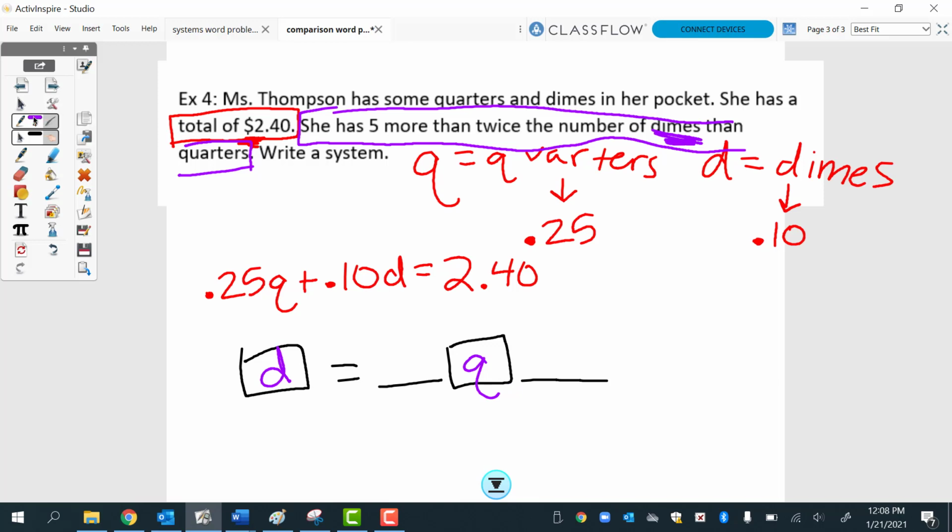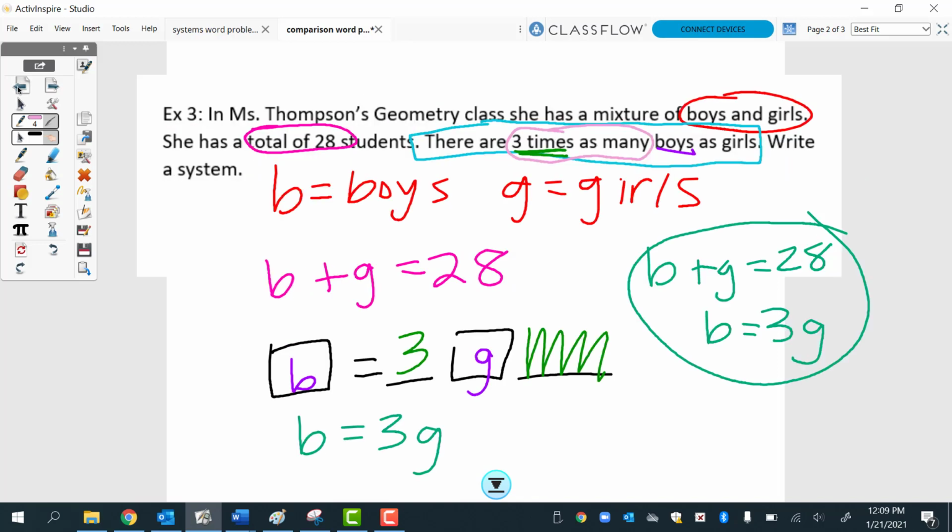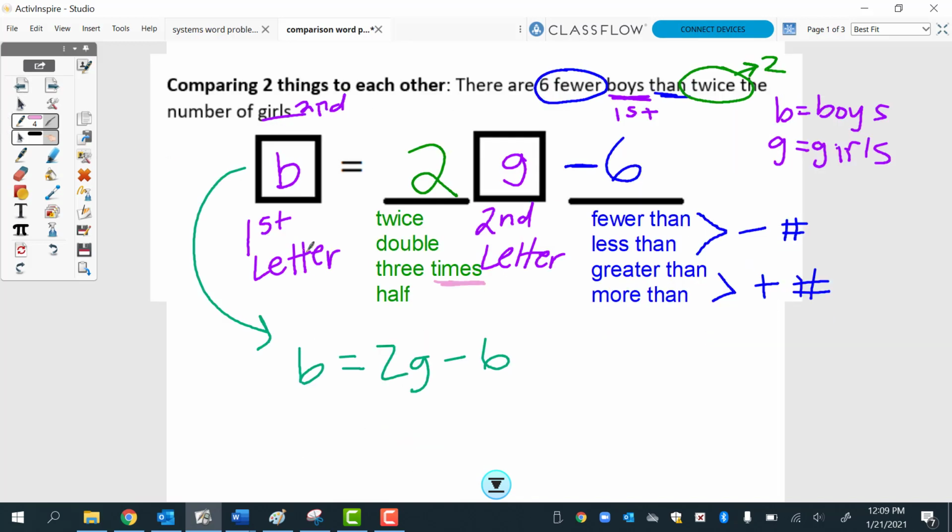Okay. My other numbers. I see in my question I got a 5 and I got twice. I know those both mean numbers. Now we know twice means the number 2. So I figure out which blank is going to be 5 and which blank is going to be 2. So when it says 5 more than, I'm checking my words. More than. Where is it? Boom. Down there. More than. So that tells me it's going to go after this letter. And it's going to be a plus.